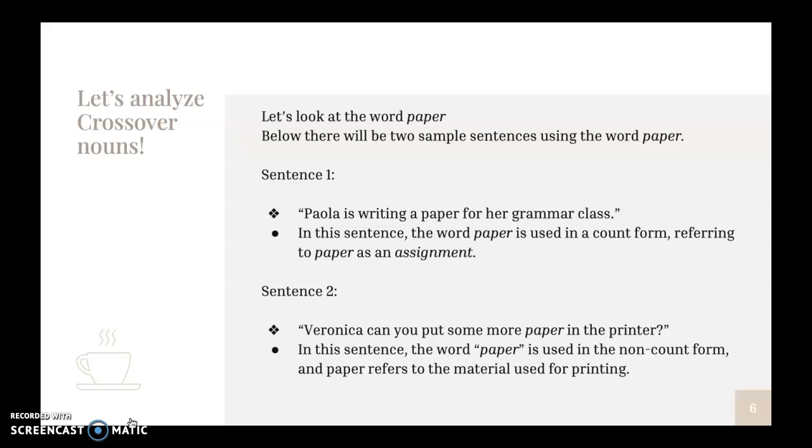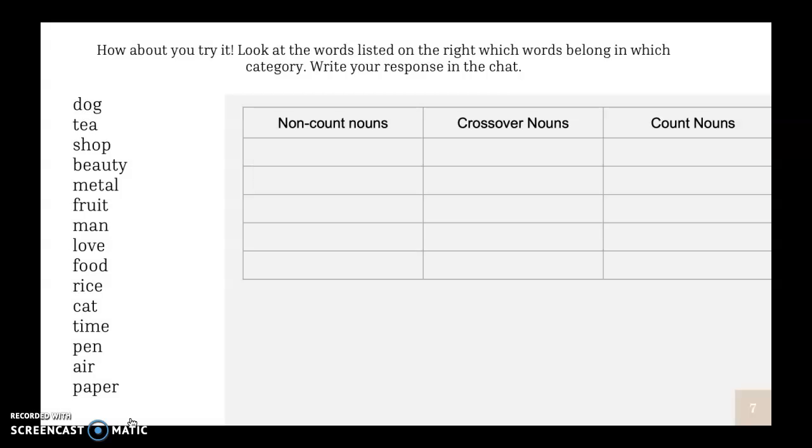Let's analyze crossover nouns. Let's look at the word paper. Below there will be two sample sentences using the word paper. Here's sentence 1. Paola is writing a paper for her grammar class. In this sentence, the word paper is used in count form, referring to paper as an assignment. In sentence 2, Veronica, can you put some more paper in the printer? In this sentence, the word paper is used in the non-count form, and paper refers to the material used for printing.